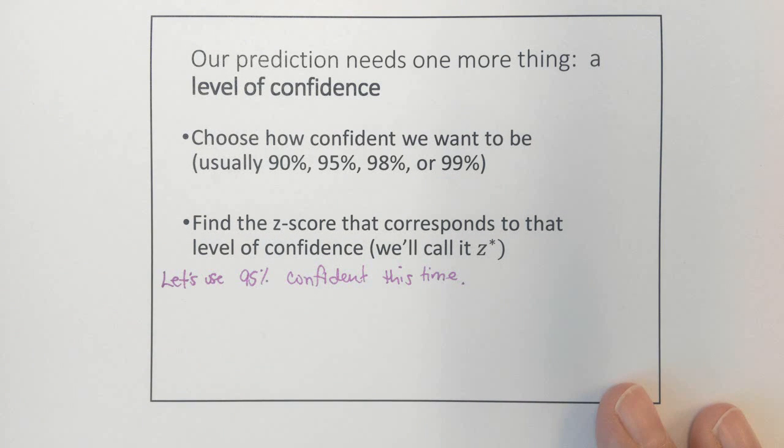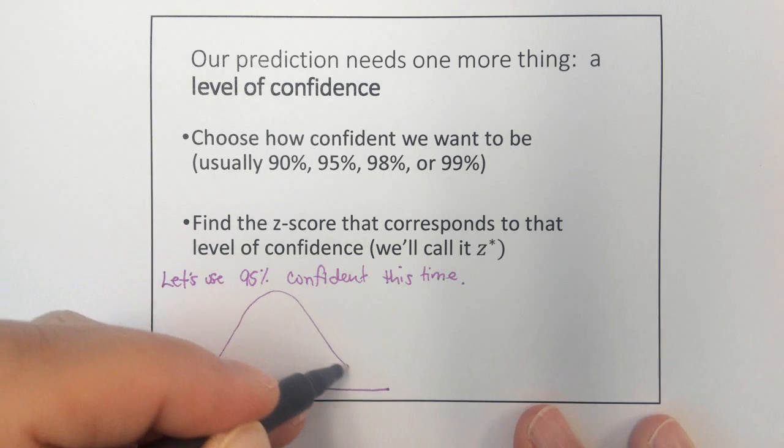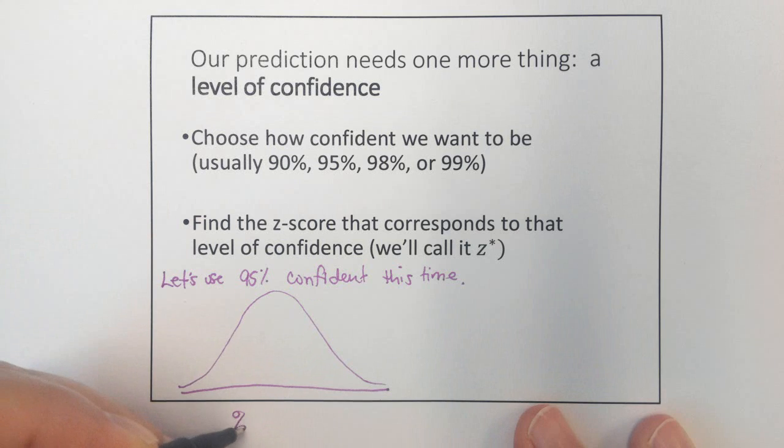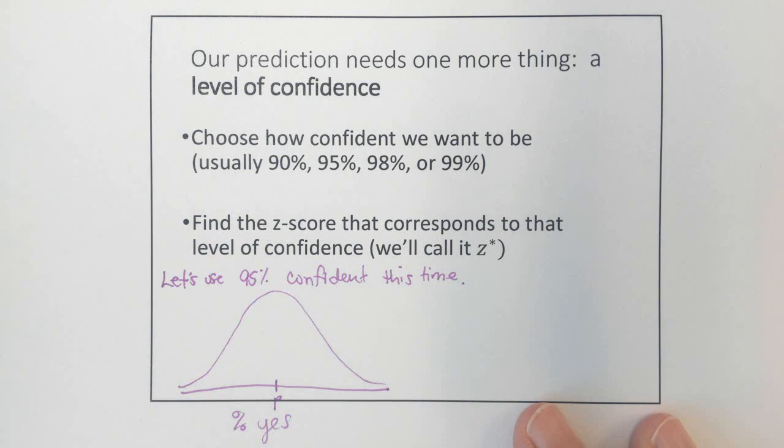So if I find z-scores that border the middle 95% of a normal curve, what's that going to look like? All right, let's look at a picture. So here's a picture of the percentage of yeses in the population. And there's some true p that I don't actually know. I have a p-hat to estimate it. My p-hat was 45%. So it might be 45%, but that might be wrong.